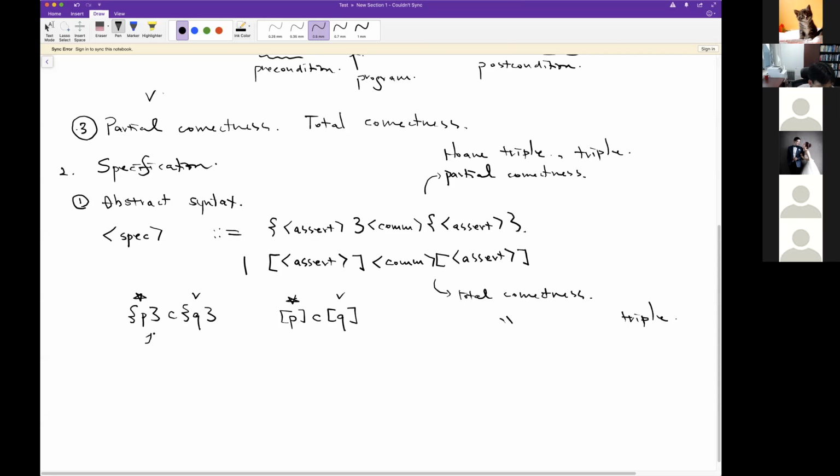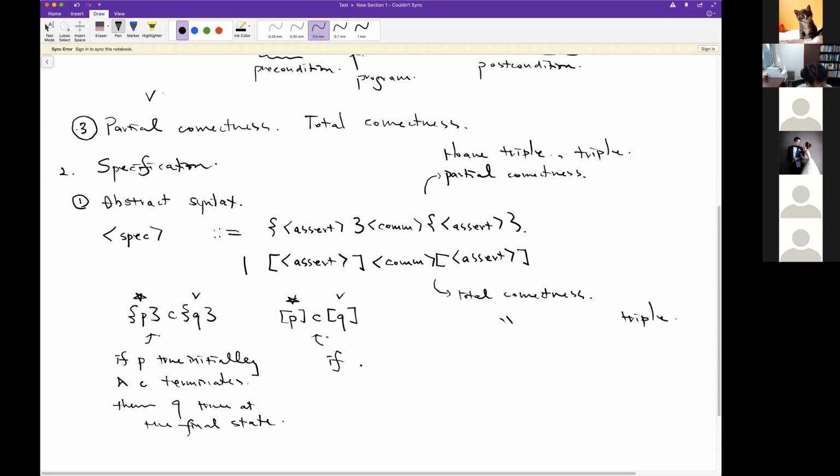The first one says, if P is true initially, and then C terminates, then Q is true at the final state. So that's an informal description. Okay, that's what we talked about before, and we talked about this divide by 3 example. And the second one is actually a bit different.